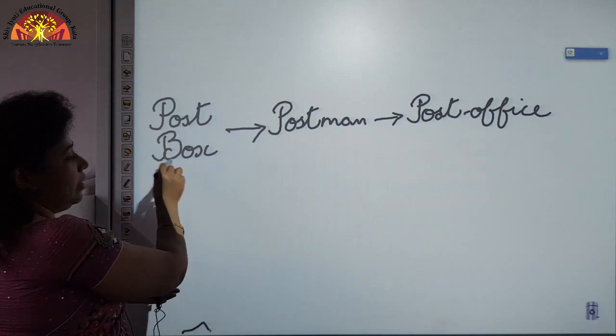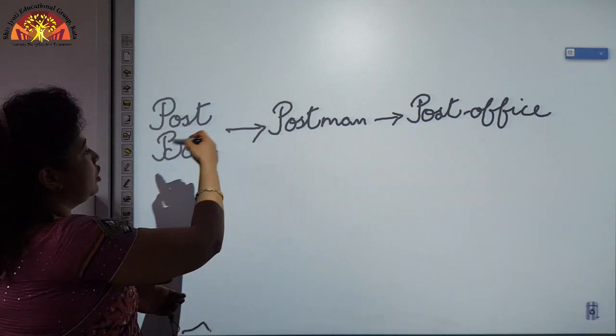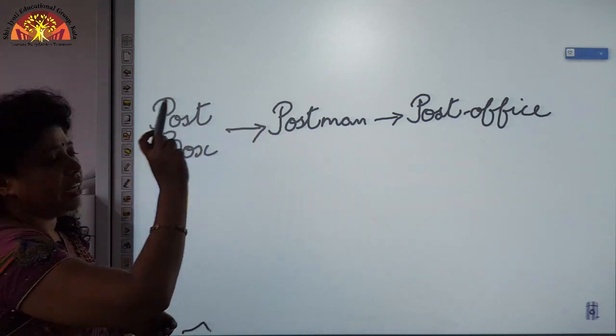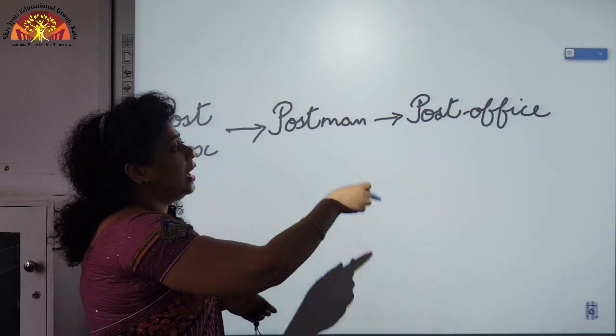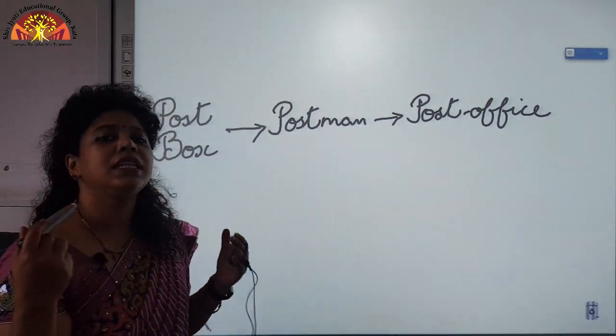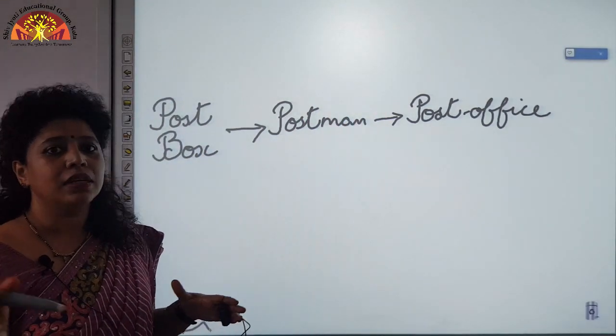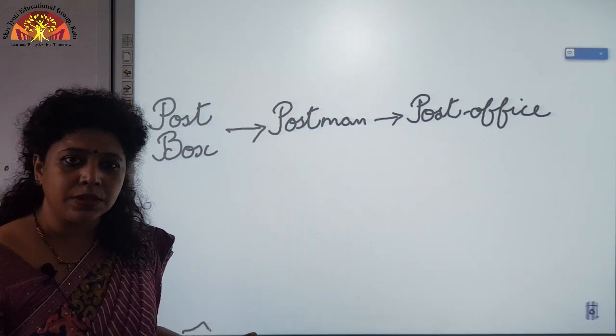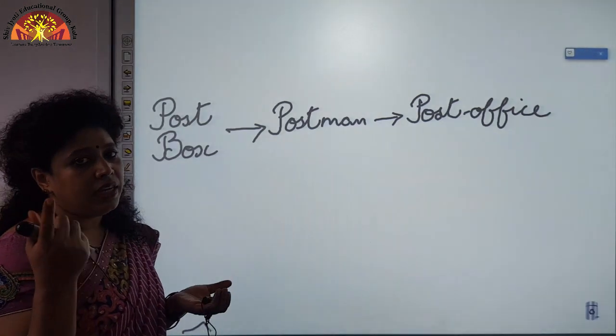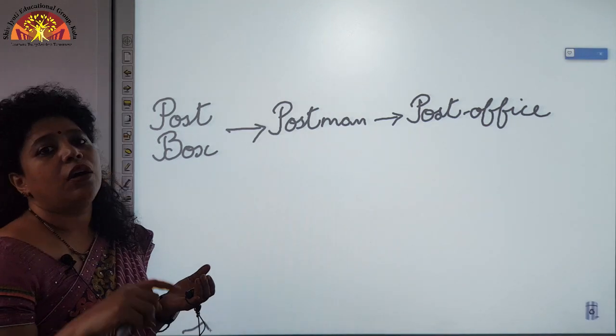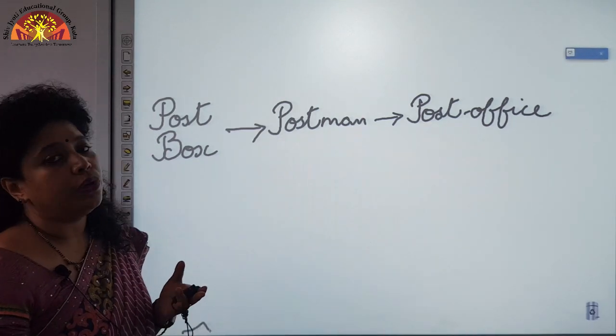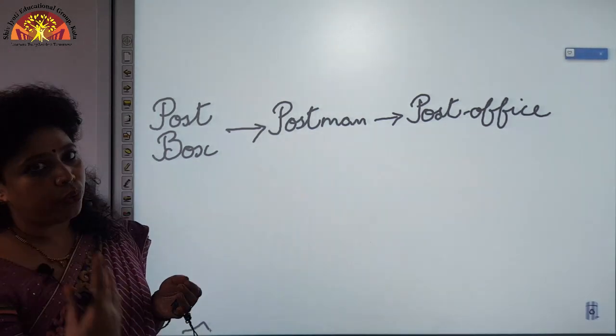So, this is how it goes. First you put your letter in the post box, then the postman collects your letter, then he takes it to the post office, and from the post office it is taken to various parts through various means of transport, like air or water transport or rail or road transport.